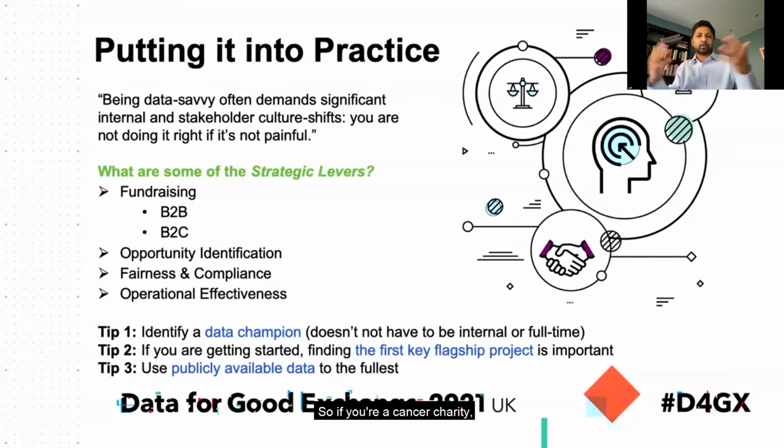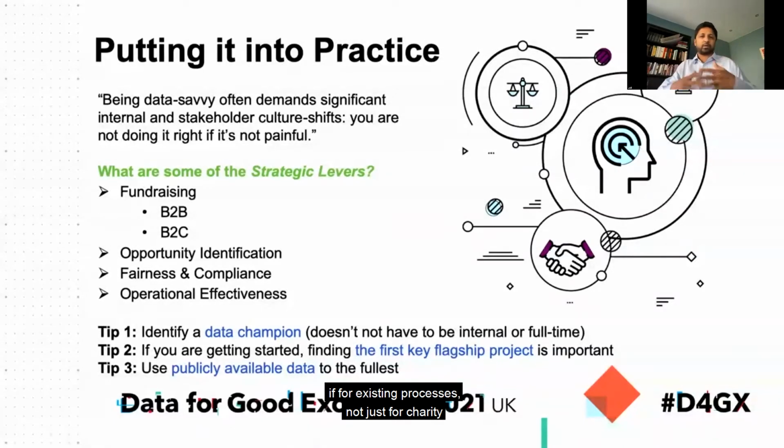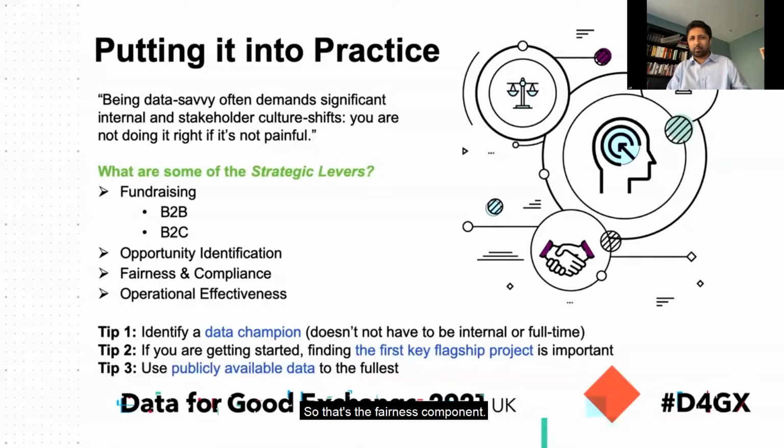So if you're a cancer charity, let's say, you want to make sure that the money that is being sent out or the kind of marketing that's done isn't missing out on some important groups. That may actually be a systemic bias in how we operate in general, right? So there's a lot of energy being put into identifying it for existing processes, not just for charities, but even for corporations, around how their energies are spent and whether they are spent equitably. So that's the fairness component.